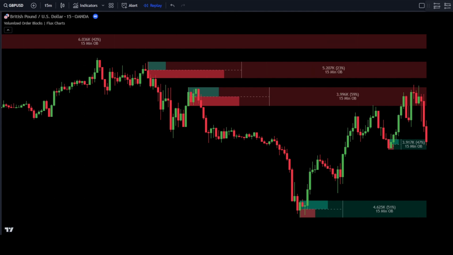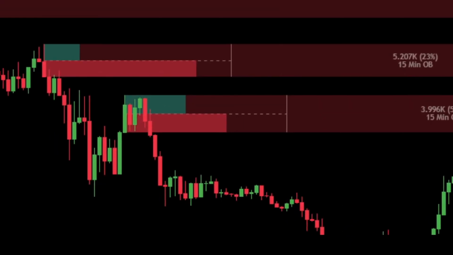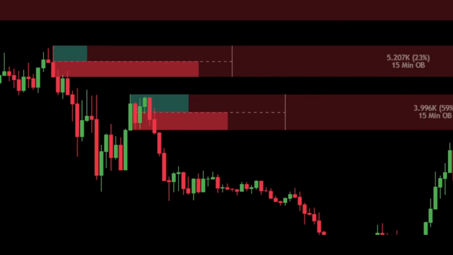sell order. In addition, you can also use the volume formed in the order block area to see the market volatility and the strength of the order block area itself. To identify a strong bullish order block area, make sure the bullish volume bars are more dominant compared to the bearish volume bars. Conversely, to identify a strong bearish order block area, make sure the bearish volume bars are more dominant compared to the bullish volume bars.